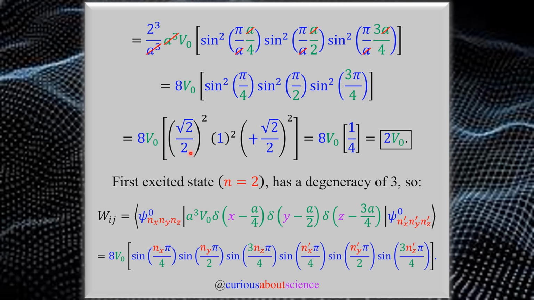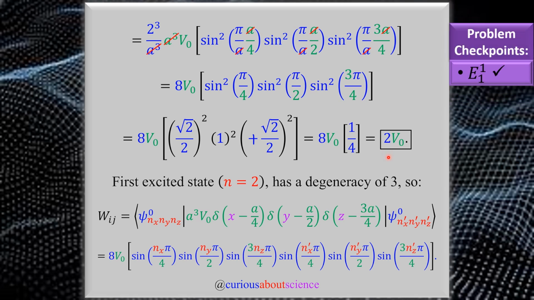So with that, we see that we get 1/2 here, or 2 over 4. 2 over 4 combines to 4 over 16, which gives us a 1/4. So 8 divided by 4 gives us 2. And that is the first order energy correction for the ground state in this cubical well.